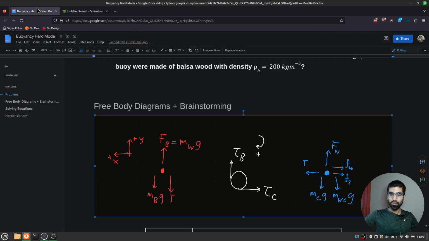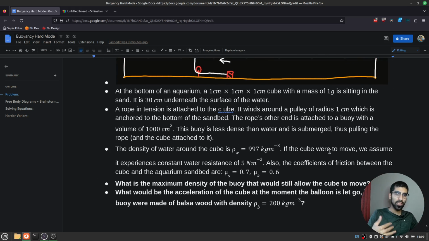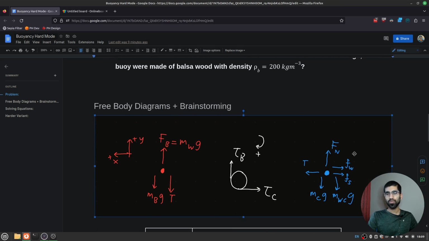Next, finally, we have the normal force from the sand bed pushing the cube upwards. We're assuming that it's not floating away and not sinking, so the normal force is perfectly offsetting the weight of the cube itself and all the water above it.